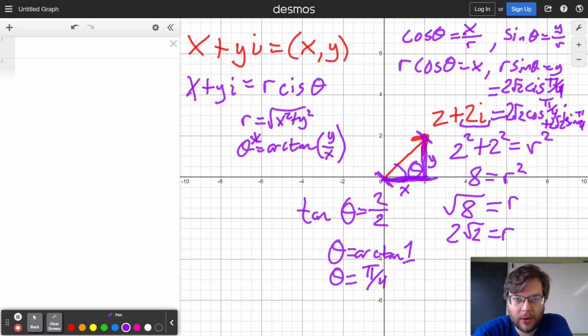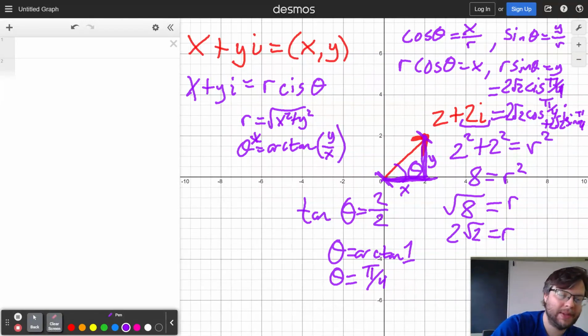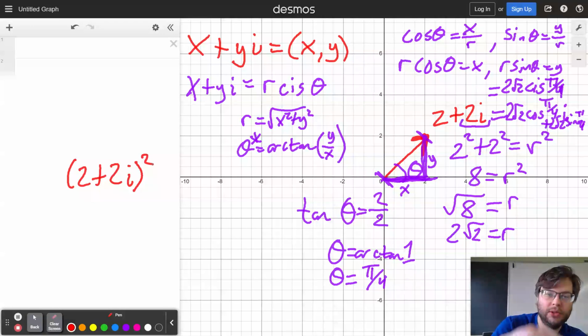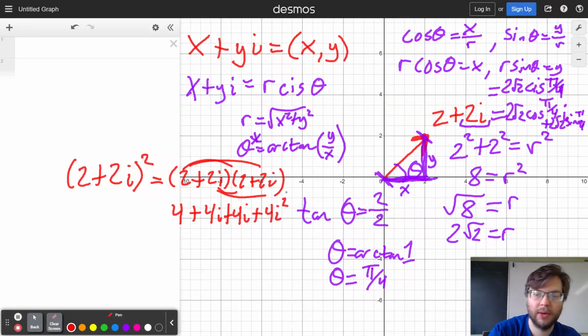So now you still might be wondering, okay, the CIS is a cute abbreviation. Why is this useful? So what I want to show you is what happens if I take 2 plus 2i, and I square it. Well, 2 plus 2i squared means I take 2 copies of 2 plus 2i, and you multiply everything out. 2 times 2, 2 times 2i, another 2 times 2i, and then 2i times 2i makes 4i squared.